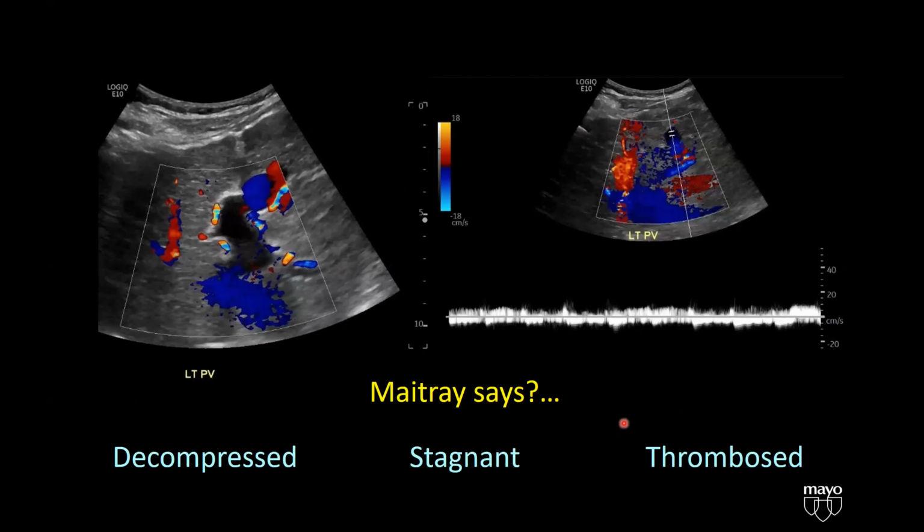So for example, and again, this is what we do, and you'll have to correlate with the people that you work with. But if I saw a case like this where the left portal vein here is hypoechoic, and I can't really demonstrate great flow, when the sonographer really turns up the gain, he or she can get sort of maybe bidirectional but really sluggish flow. I'm not going to say that this is thrombosed. I'm not going to say that this is decompressed because I can see the vein. I'm going to say that it's stagnant.